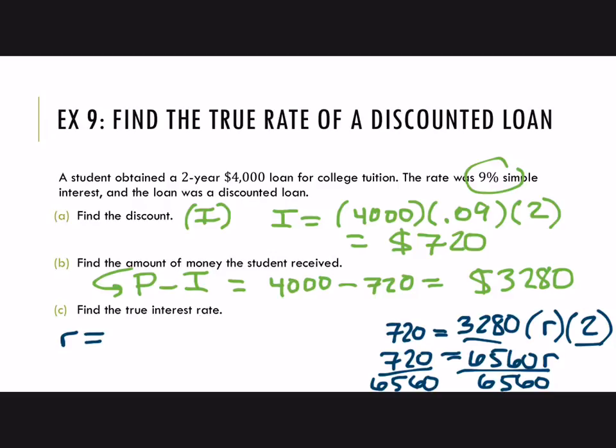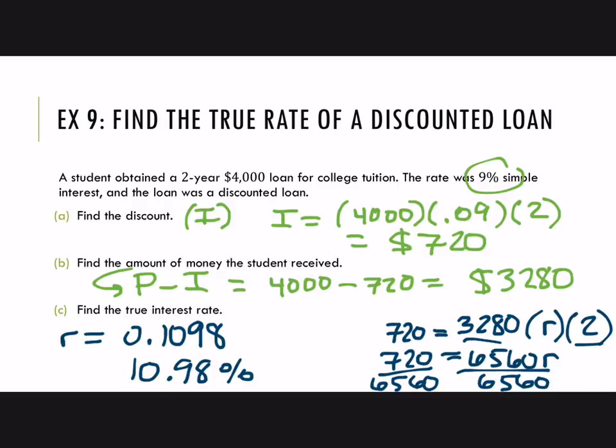So 720 divided by 6,560 is, we can round this off. Your textbook rounds to 0.1098. You could round a little bit differently if you like, but if you go with that number, then the interest rate is actually 10.98%. Or pretty close to 11%, not the 9% that was stated. All right, so that's how discounted loans work.